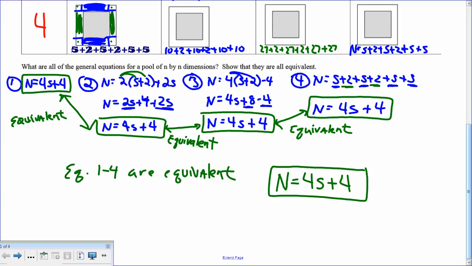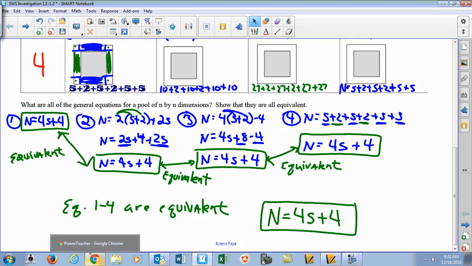So I hope you found this lesson to be helpful and kind of helps tie it together. So the whole point of doing this wasn't necessarily to find the equations. It can show you that there is more than one way to write an equation, and sometimes even though they don't look the same, they can be equivalent.